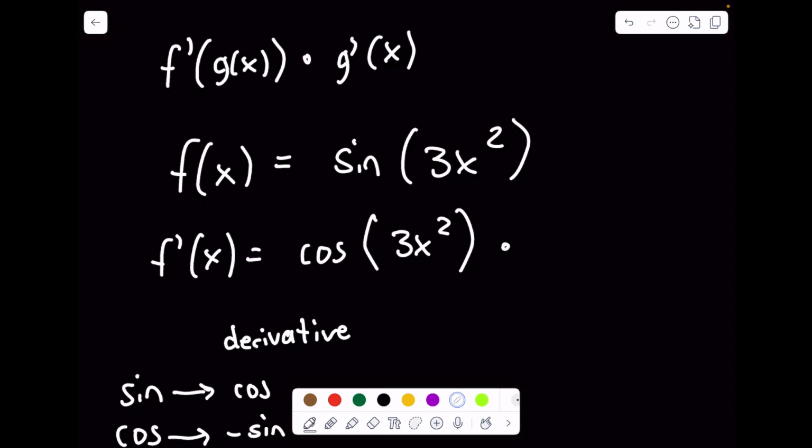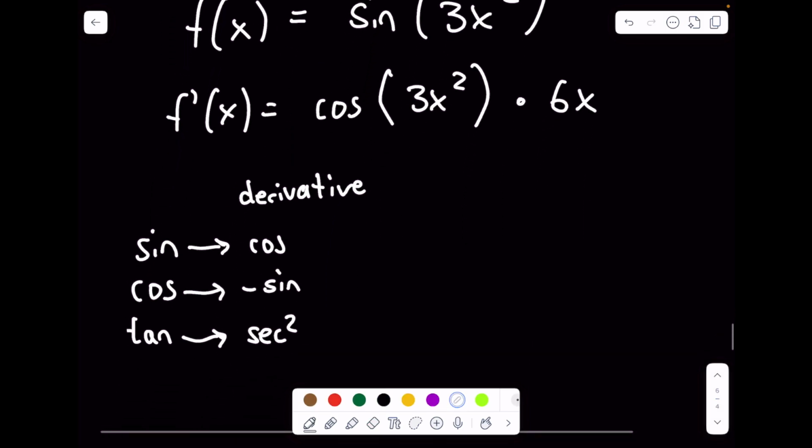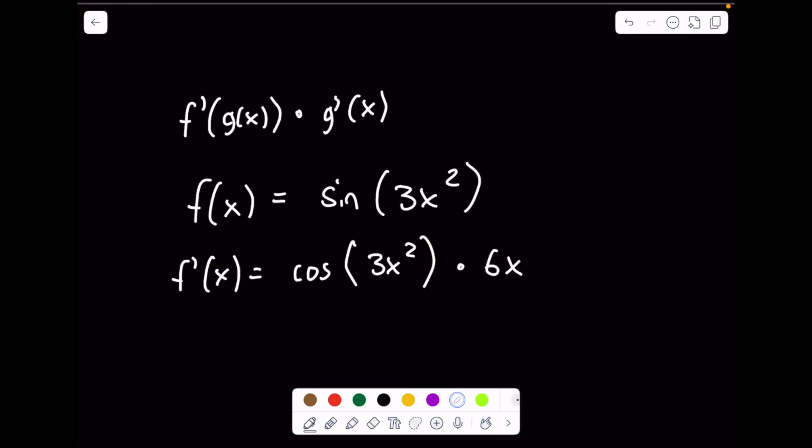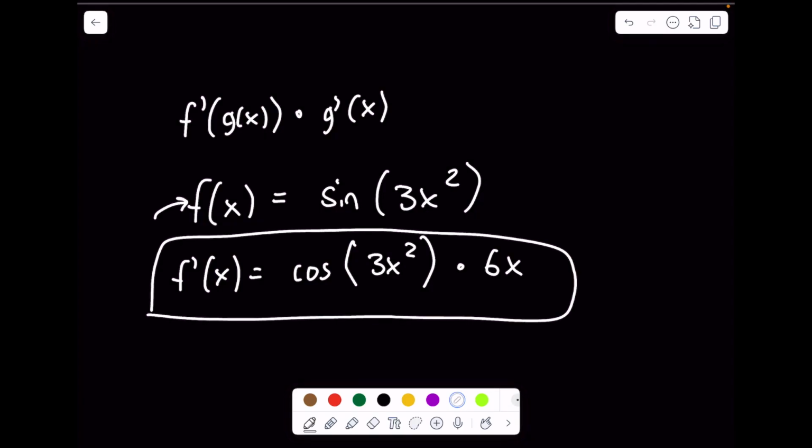You just use the power rule. So you get 6x and then subtract 1 from the exponent. So 2 minus 1 would give us 1, but we don't need to write that. So that would be our derivative of the inner function. And that's it. We now have the first derivative of this function here, and we found it using the chain rule.